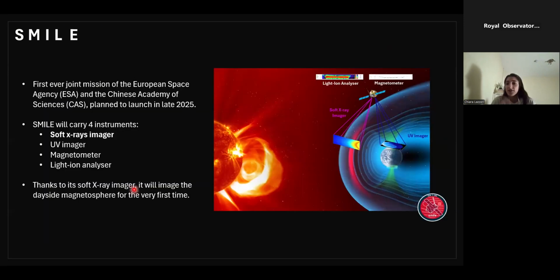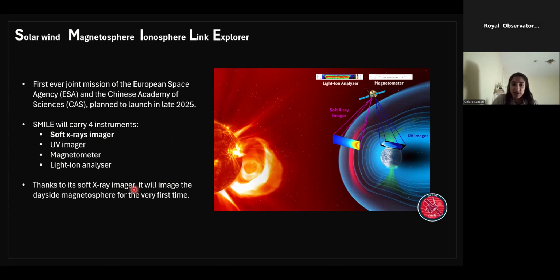And there are actually a lot of solar wind and magnetospheric missions currently in orbit gathering precious data. But missions are also being planned and developed. And one mission that I'm particularly interested in is SMILE, which stands for Solar Wind Magnetosphere Ionosphere Link Explorer. SMILE is the first ever joint mission from the European Space Agency and the Chinese Academy of Sciences, and my institution, the Mullard Space Science Laboratory, has also taken part in this mission.